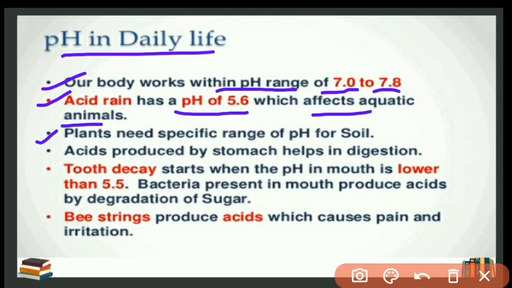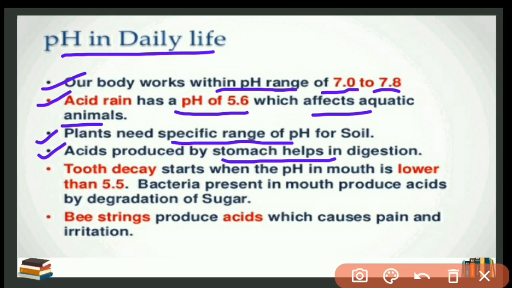Plants need a specific range of pH in soil so that they grow properly. In acidic as well as in basic soil, plants do not grow properly, so the pH of soil for proper growth of plants is neutral. Acid produced by the stomach helps in digestion. HCl helps in breaking down complex substances into simpler substances, and is helpful in food digestion in our body.